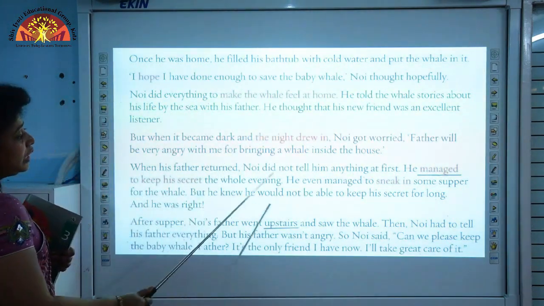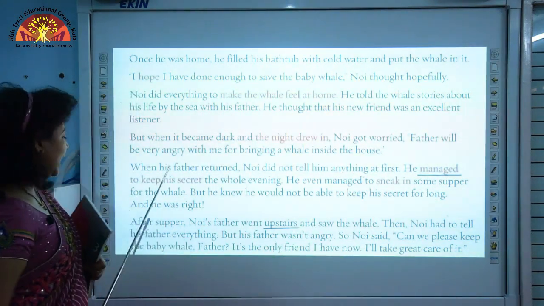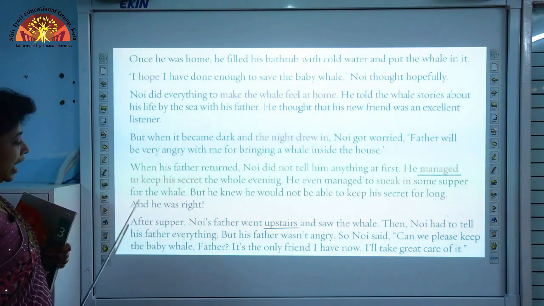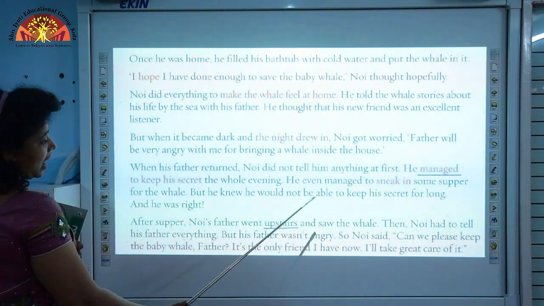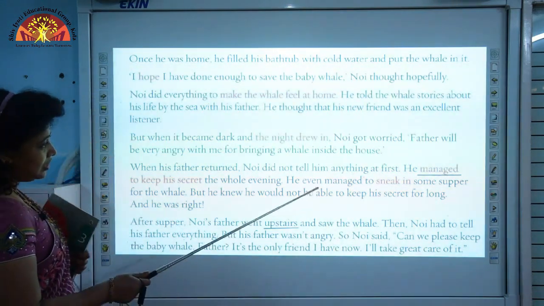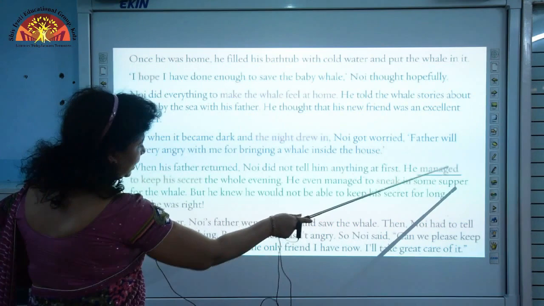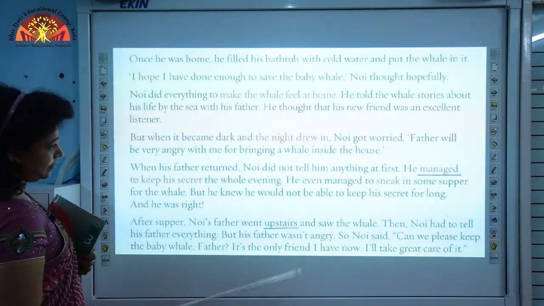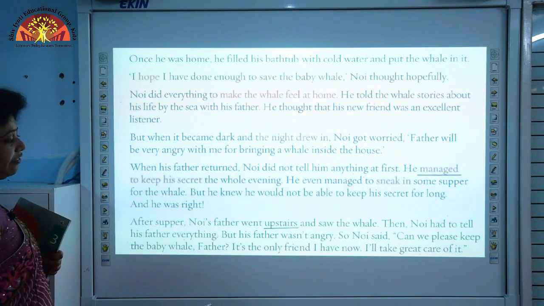But he knew he would not be able to keep his secret for long, and he was right. After supper, Noe's father went upstairs and saw the whale. So children, please underline your new words: managed and upstairs. Then Noe had to tell his father everything.